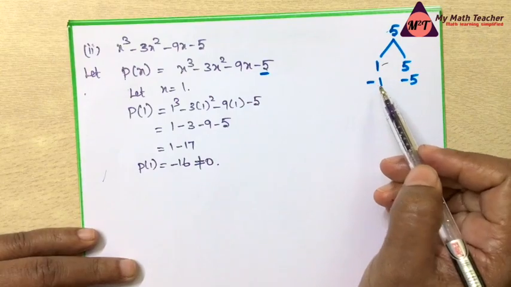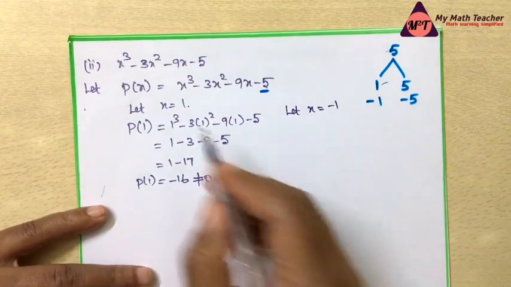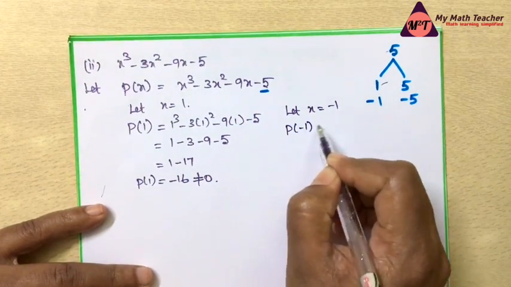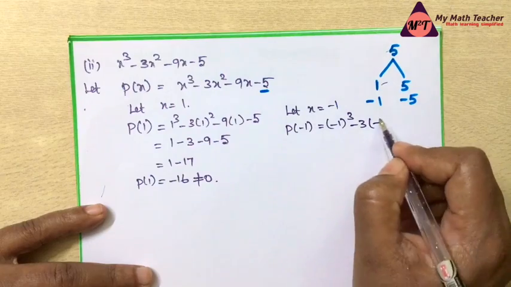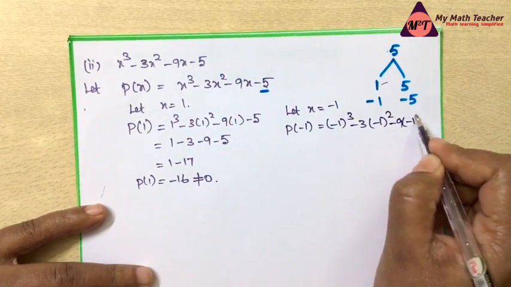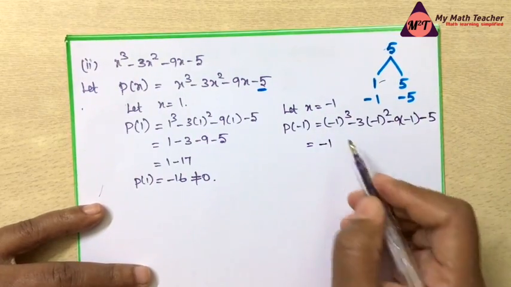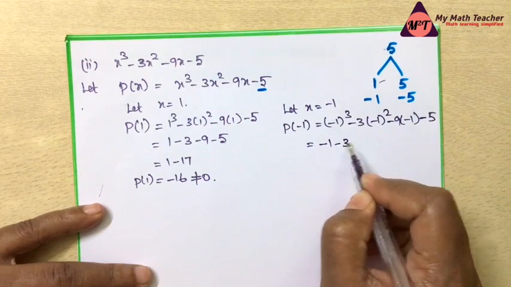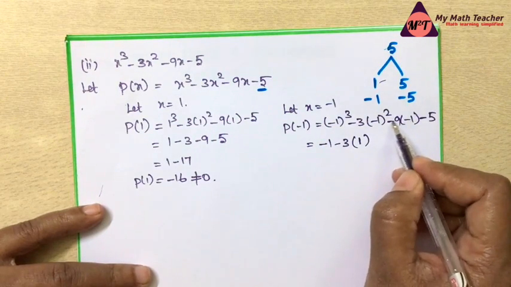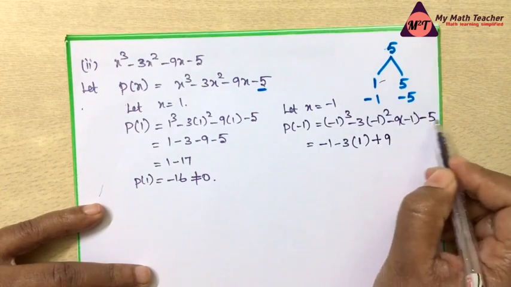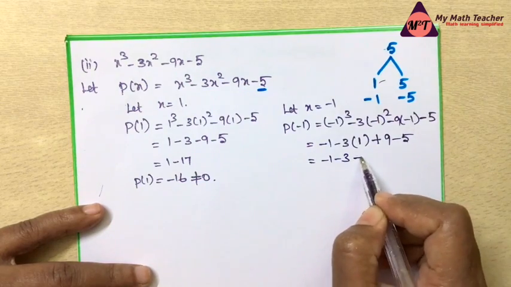Okay. Now let us move on to the next one, that is minus 1. Let x is equal to minus 1. Apply here. So p of minus 1 is equal to minus 1 cube minus 3 into minus 1 square minus 9 into minus 1 minus 5. Now minus 1 cube is minus 1. We know that. So just expand this one. Minus 3 into minus 1 square is minus 3 into positive 1. Now multiply these two signs. Minus into minus will be plus 9. The last is minus 5. Now remove the bracket. Minus 1 minus 3 plus 9 minus 5.